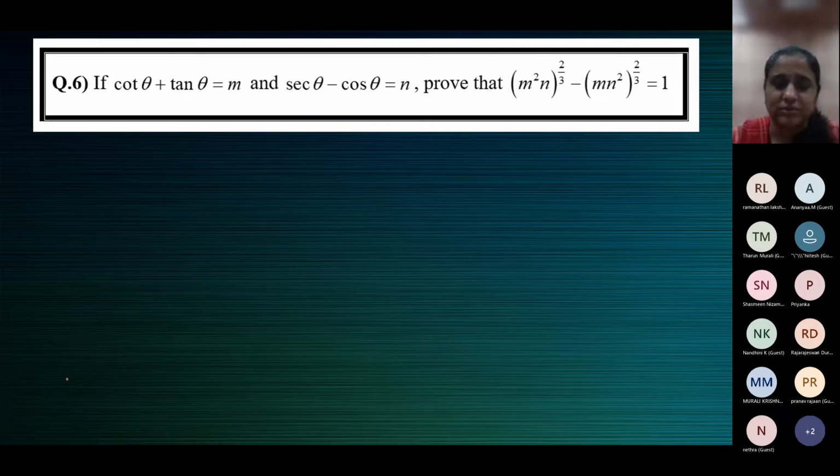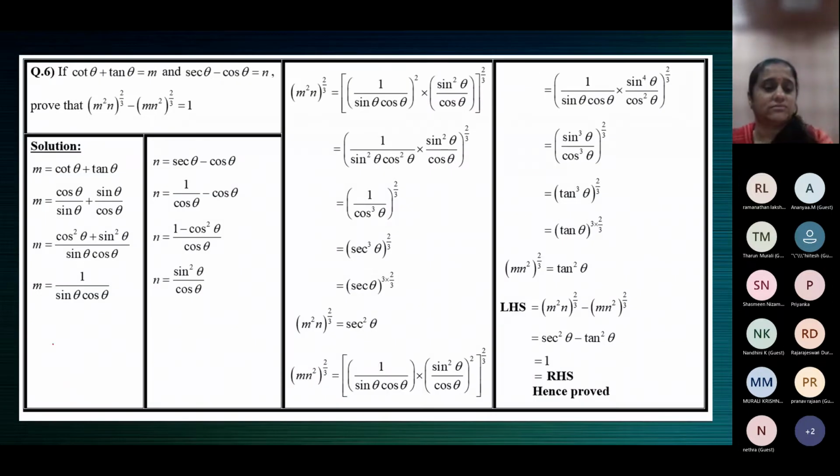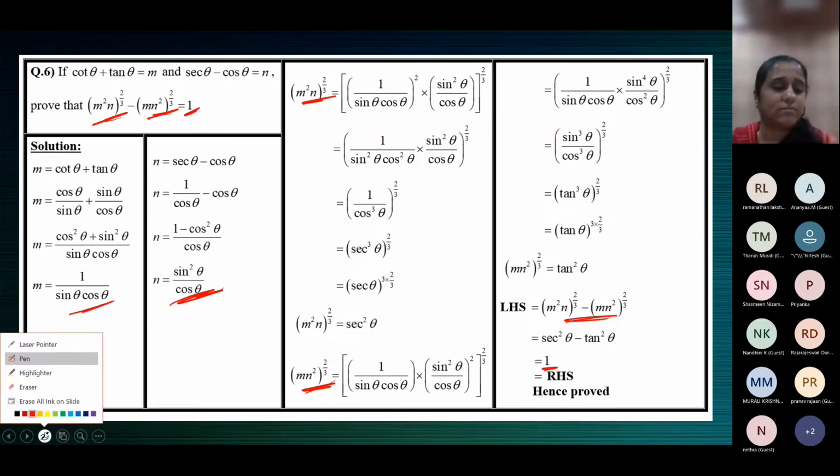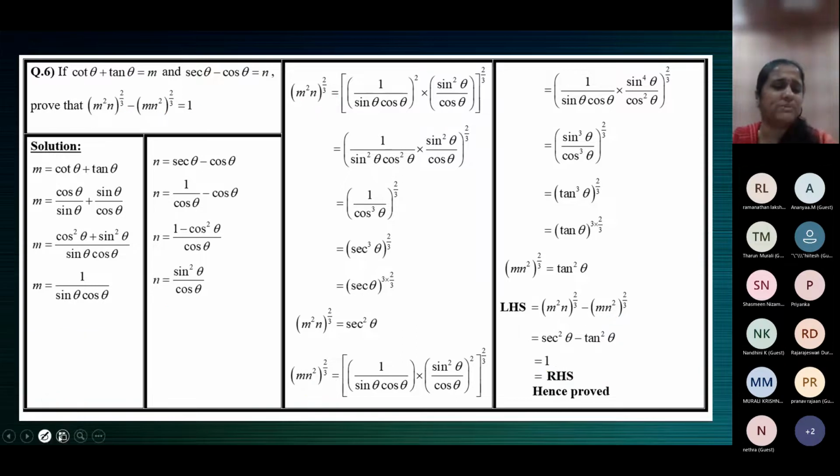Any questions you can ask me? See here. I've simplified m, I've simplified n, and then I worked this one first. Then I worked this one. Then I've subtracted. And we need to get one as a result. Very important. Simple, very simple. I'll just get back, children. Please work this.